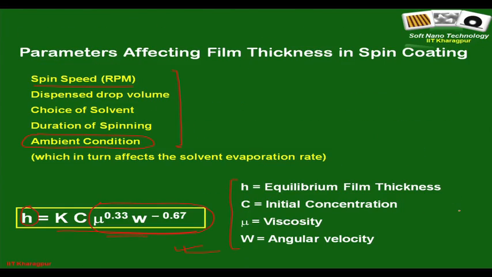And since this is not the case, this is where the duration of spinning becomes very, very important. You might actually have to wait for a few seconds before your deposition starts, and you do not want to hasten that. If you spin coat for a very short duration, you might not get a uniform film at all.